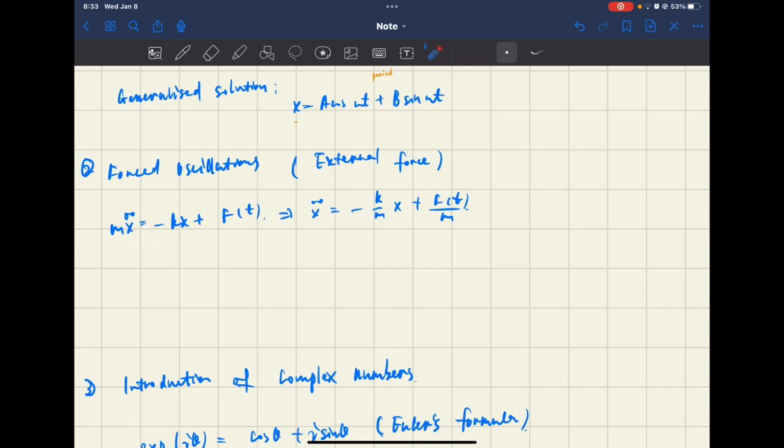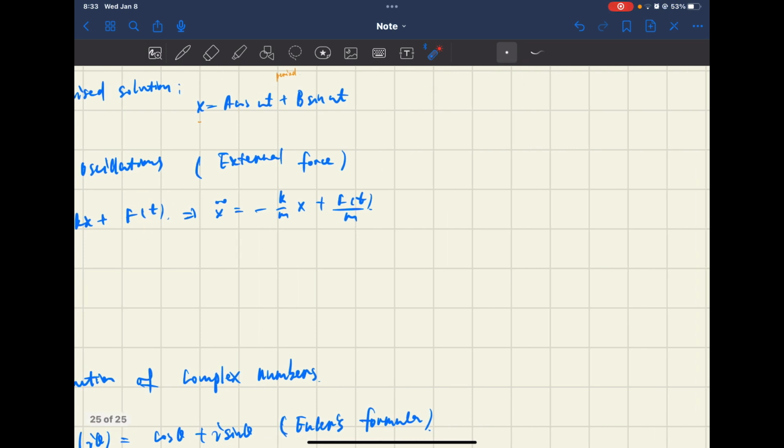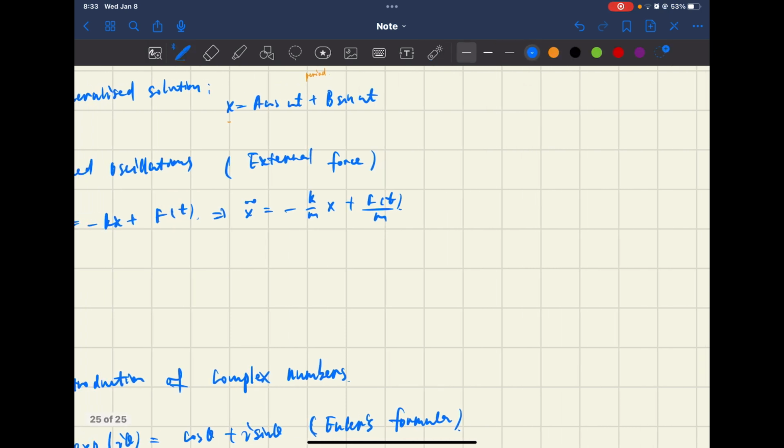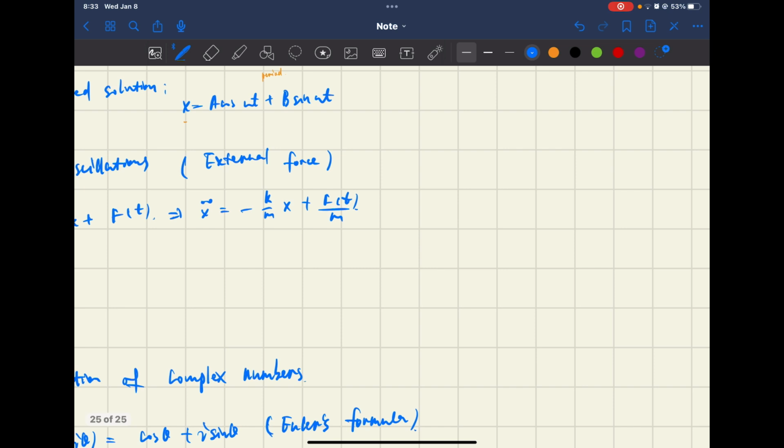One of the most common cases is, in this case we're solving for x, because we want to know the displacement over time. The force function is actually given. In one of the most common cases, the force is a sinusoidal function of time, which means that it takes a form like this.